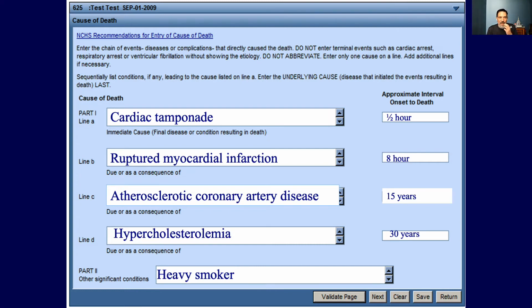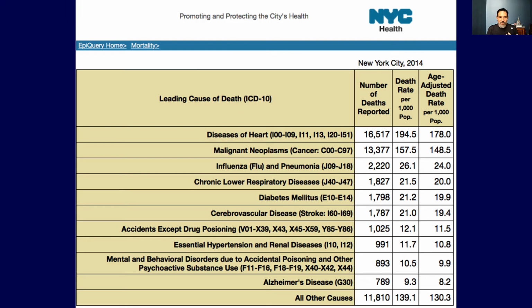So this is the kind of information for every death that occurs in New York City each year, and it's about 50,000 or so. The hope is that there is some good information on the death certificate that helps document the true underlying cause of death. And this is the kind of information that can be used to make these kinds of reports that can give you a sense of the major leading causes of death in New York City. So diseases of the heart, followed by cancers and influenza.